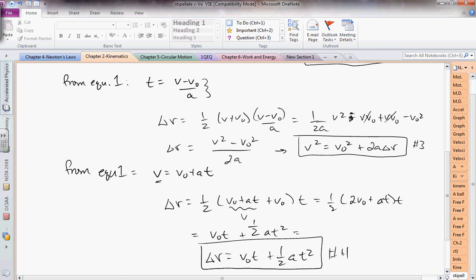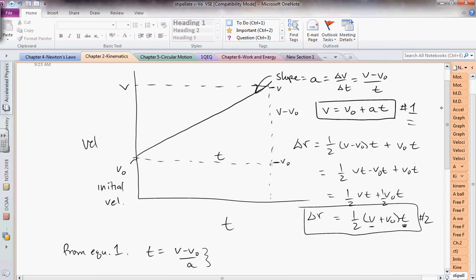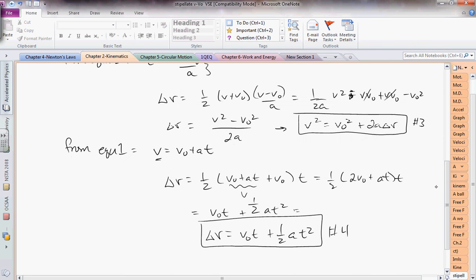So these are the 4 kinematic equations that we'll be using in this course. They can only be used when the acceleration is constant, and we will choose which equation to use for a problem based on what is given to us in the problem: what variables we're presented with and what variables we need to solve for.